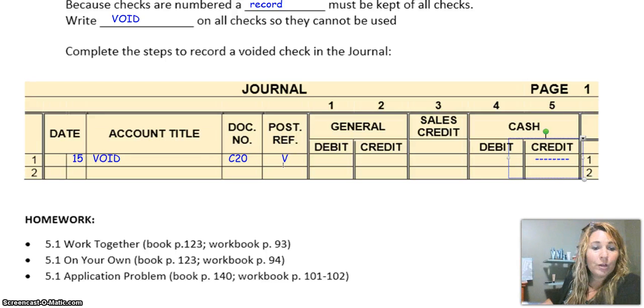So for your homework, we're going to go ahead and do 5-1, work together. In the next video, we're going to do that one together. In your book, it's on page 123, and in your workbook, it's on page 93. So I'll join you in a moment.